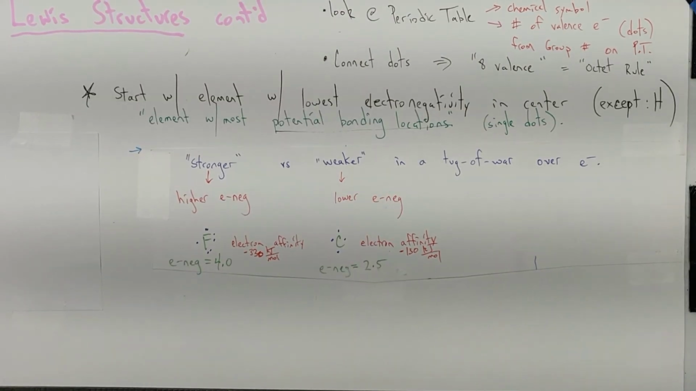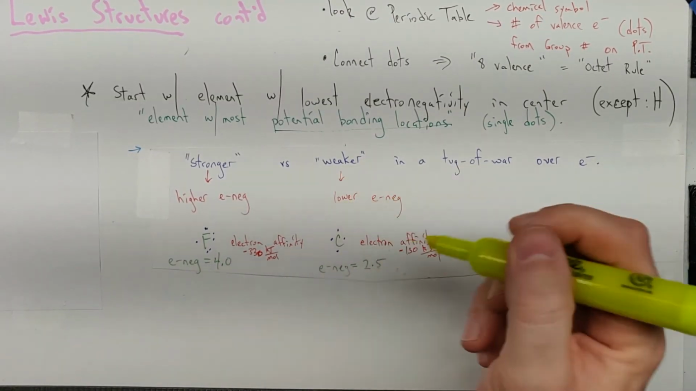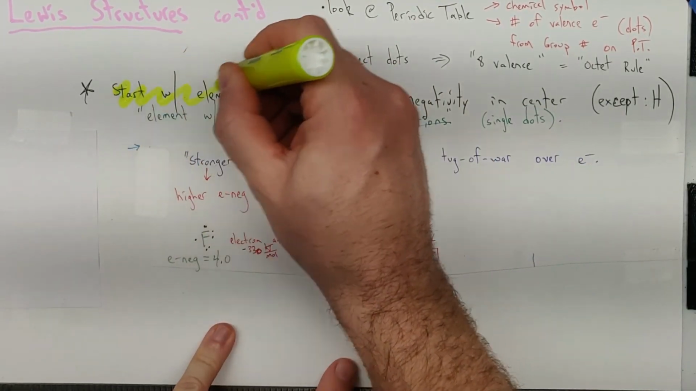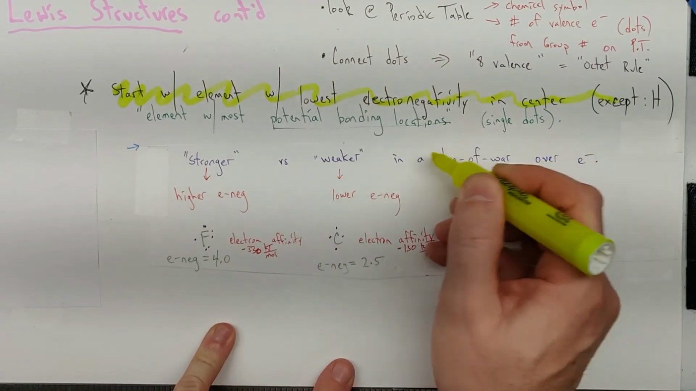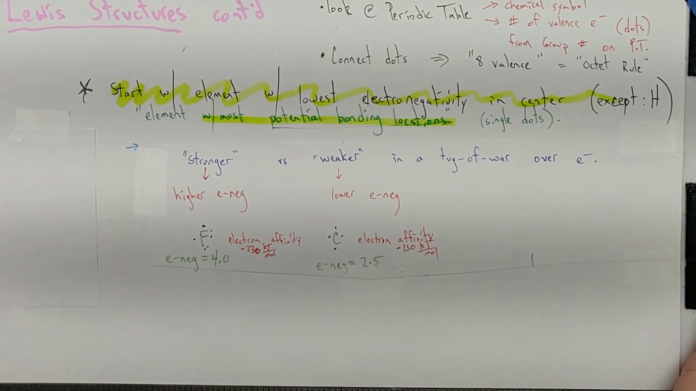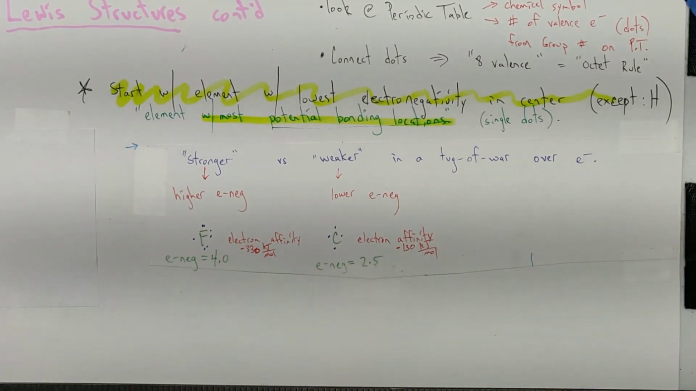So what I really want you to pull out of all that is the idea that your lowest electronegativity is going to be in the center, all right? And you could also, if you wish, think of that in terms of the thing with the most potential bonding locations. Those things are related because of the way the electron affinities work out. Either one will work. And that's the rule we're going to be using for the Lewis structures.